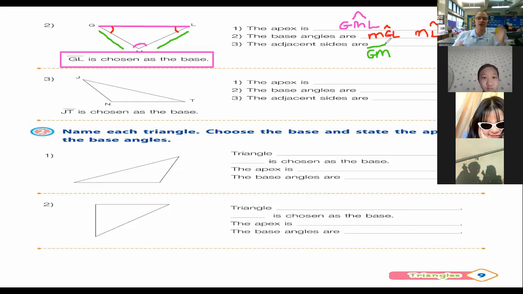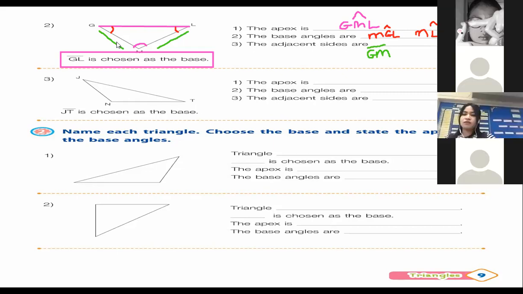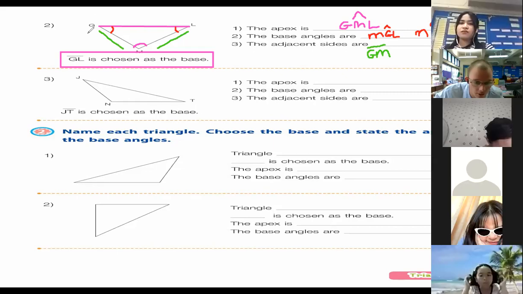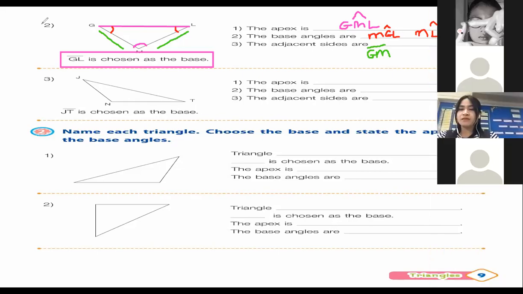What is the other side? The other side now. We did the one. What is the other one? Who am I going to ask this time? Some new students that I don't know the names of yet. How about Hupo? Hupo, can you tell me what is the other adjacent side? ML. ML. Excellent. And it's a line. Thank you very much, Hupo.